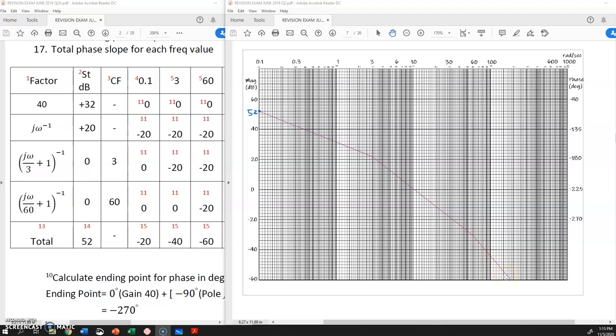So that completes our magnitude plot. We continue next with the phase plot in the next video.